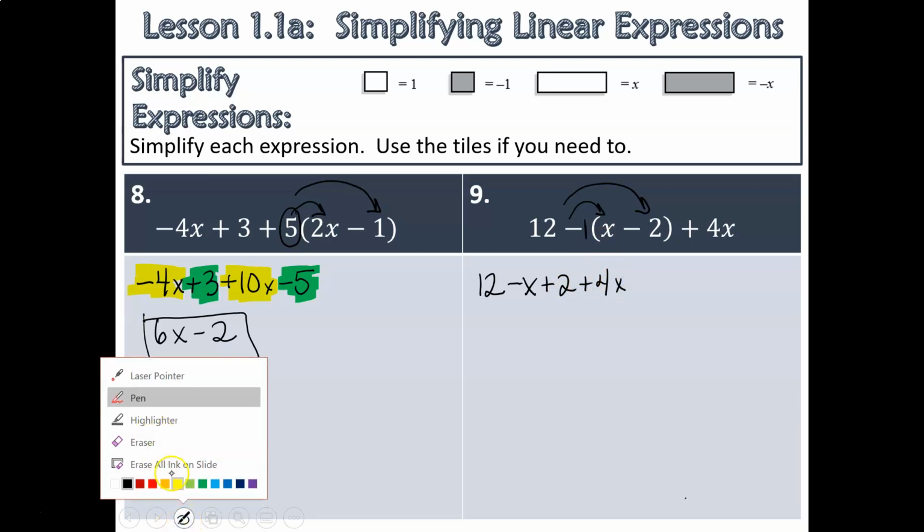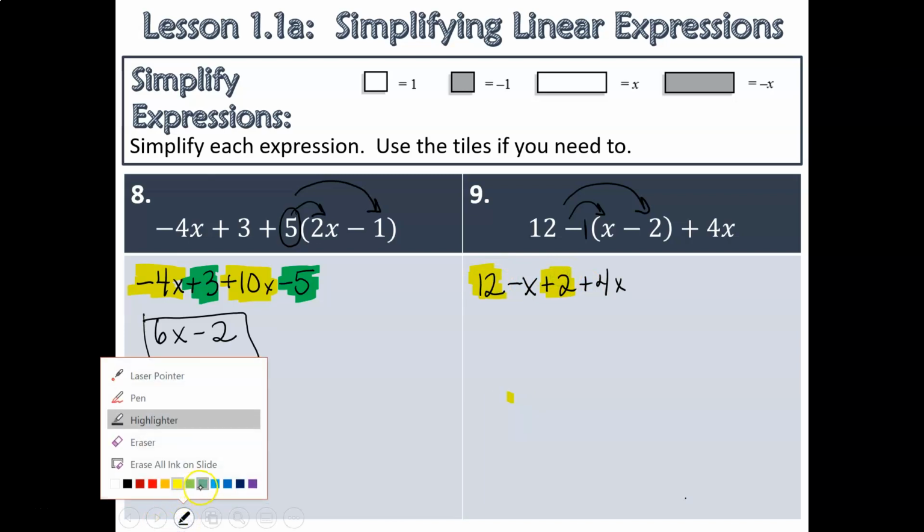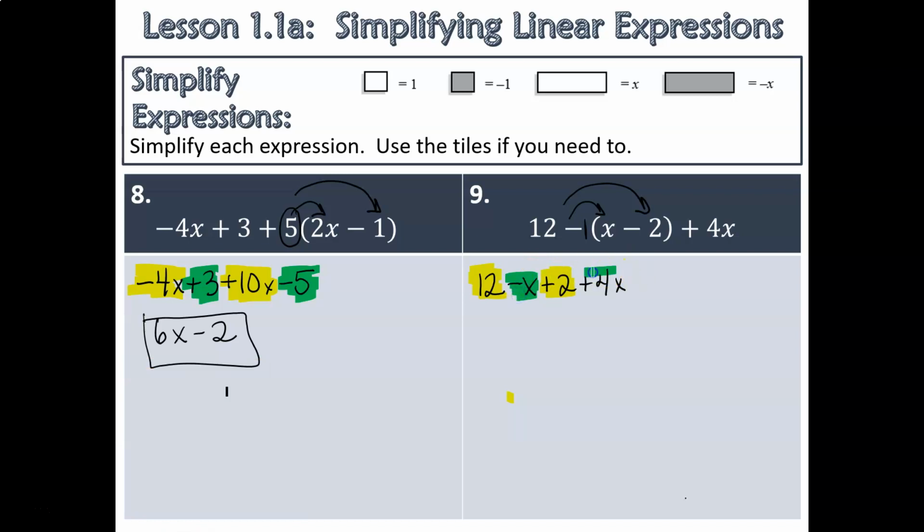Let's get our highlighter out and let's highlight everything that's like. So my constants, which have no variables, are yellow this time, and my x's are green. So I'm going to combine 12 plus 2, which is 14, and negative x and positive 4x, which is positive 3x. Let's put the x first, just so we're consistent. Put that constant last. Okay?